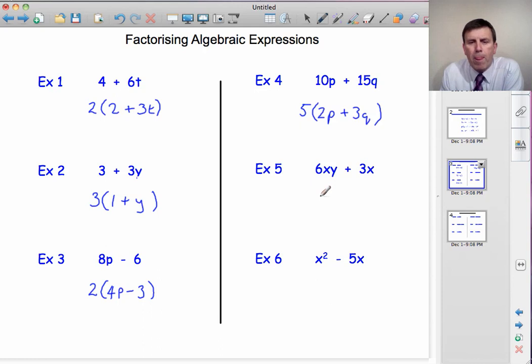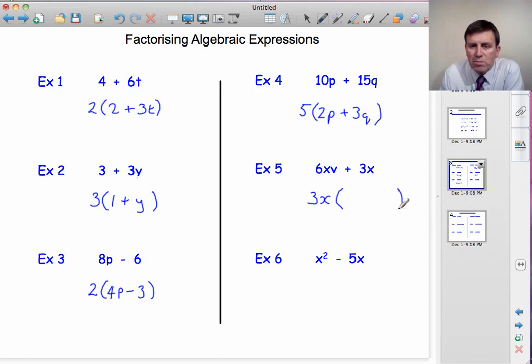Example 5. 6xy plus 3x. Let's look at the numbers first. Have we got a common factor in the numbers? Yes, 3 goes into 6 and 3, so we can pull the 3 to the front. But this is our first example where we can pull something else to the front as well. We've got an x in here and an x in there, so the x is a common factor. We can pull it to the front.